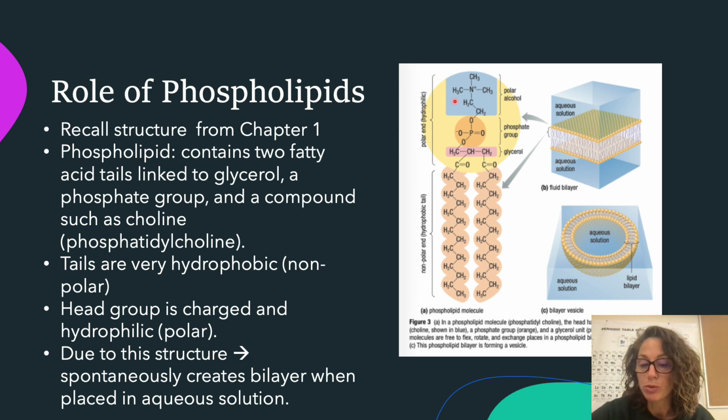You don't have to know how to name these. That's definitely further in university. And remember, the head group is charged, it is polar, and the tails are hydrophobic. And so again, this would be an amphipathic molecule. And then again, because of this structure, we have this spontaneous creation of a bilayer when placed in an aqueous solution.